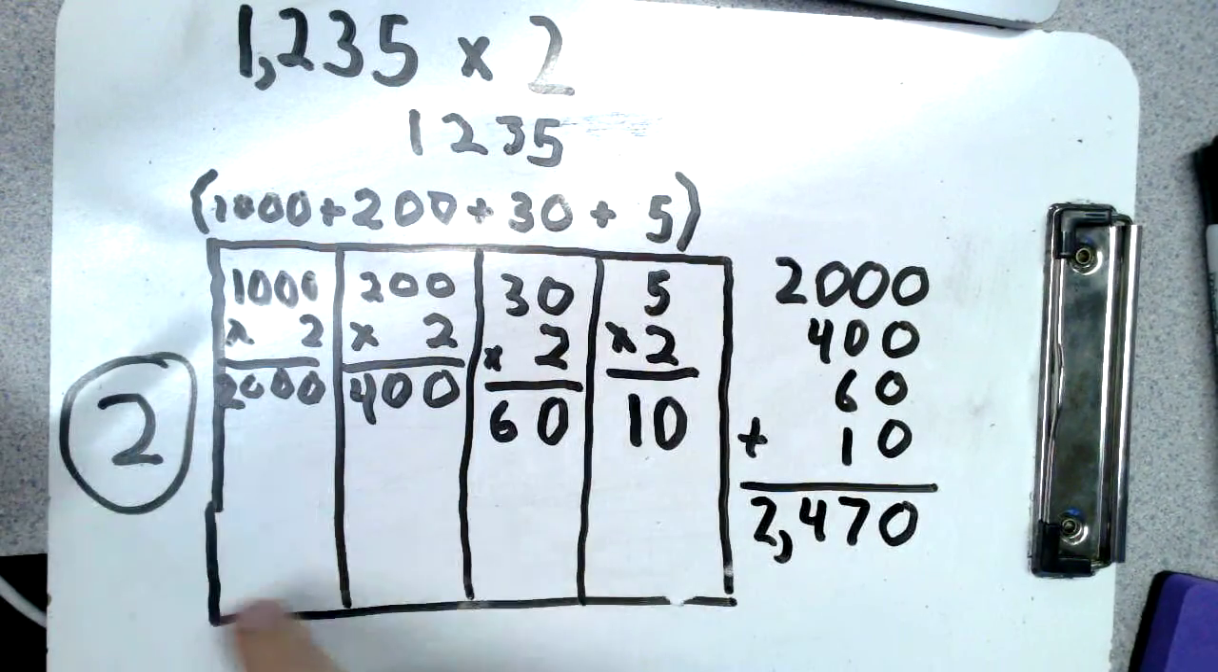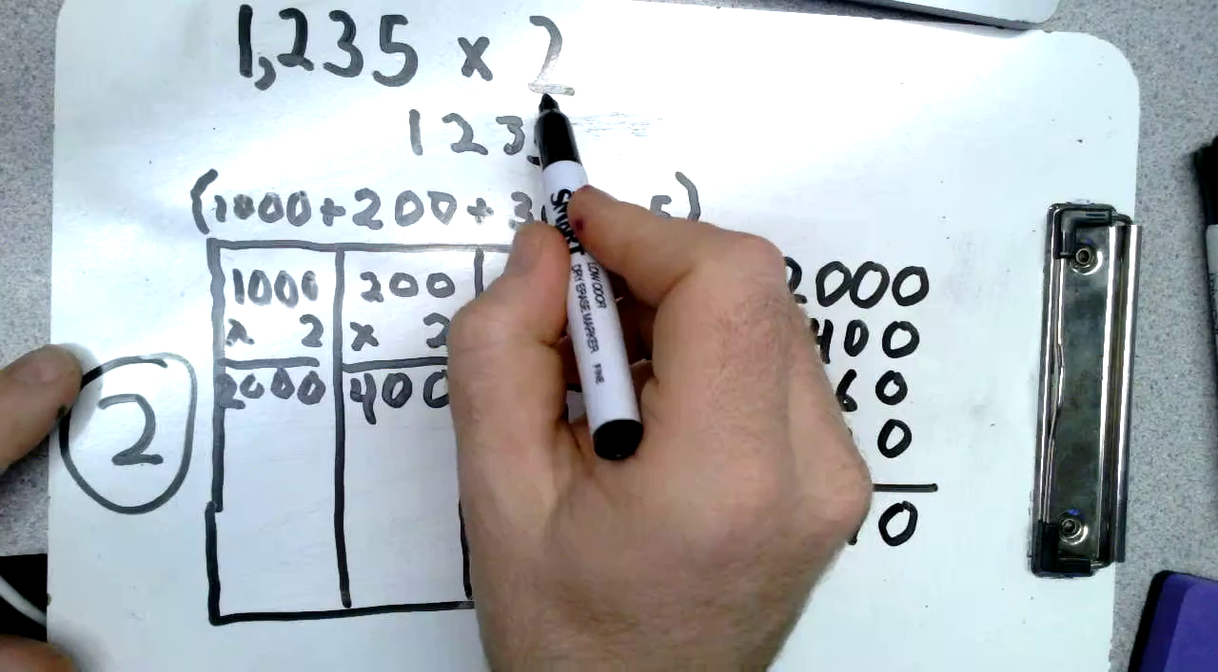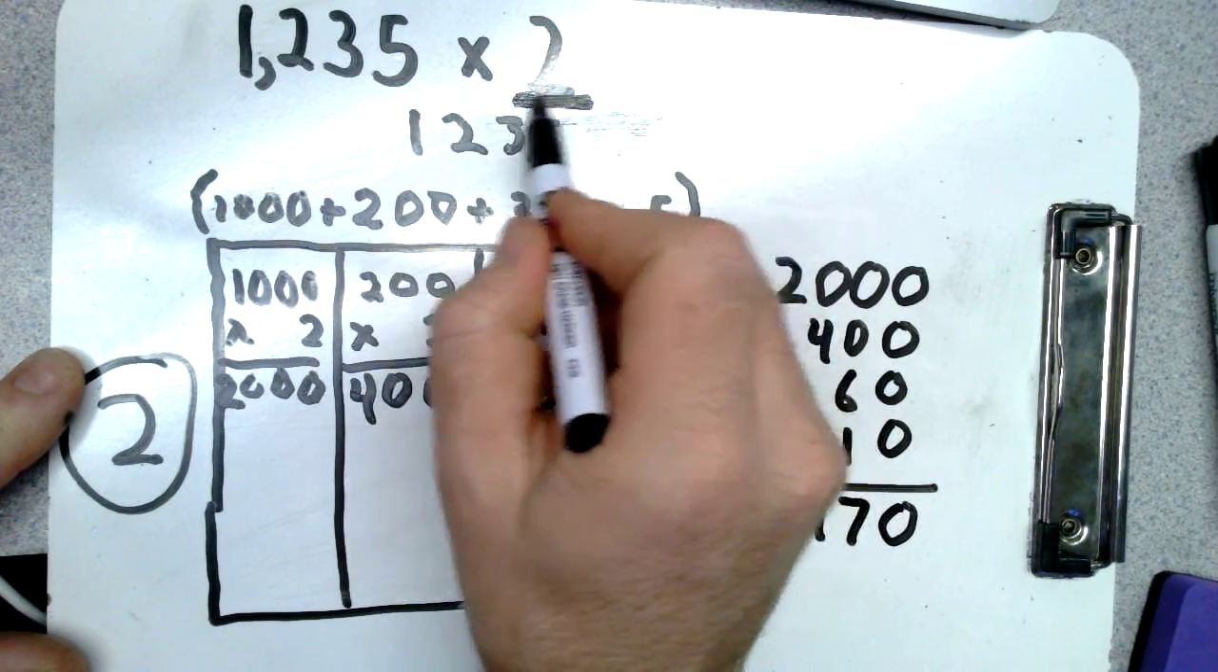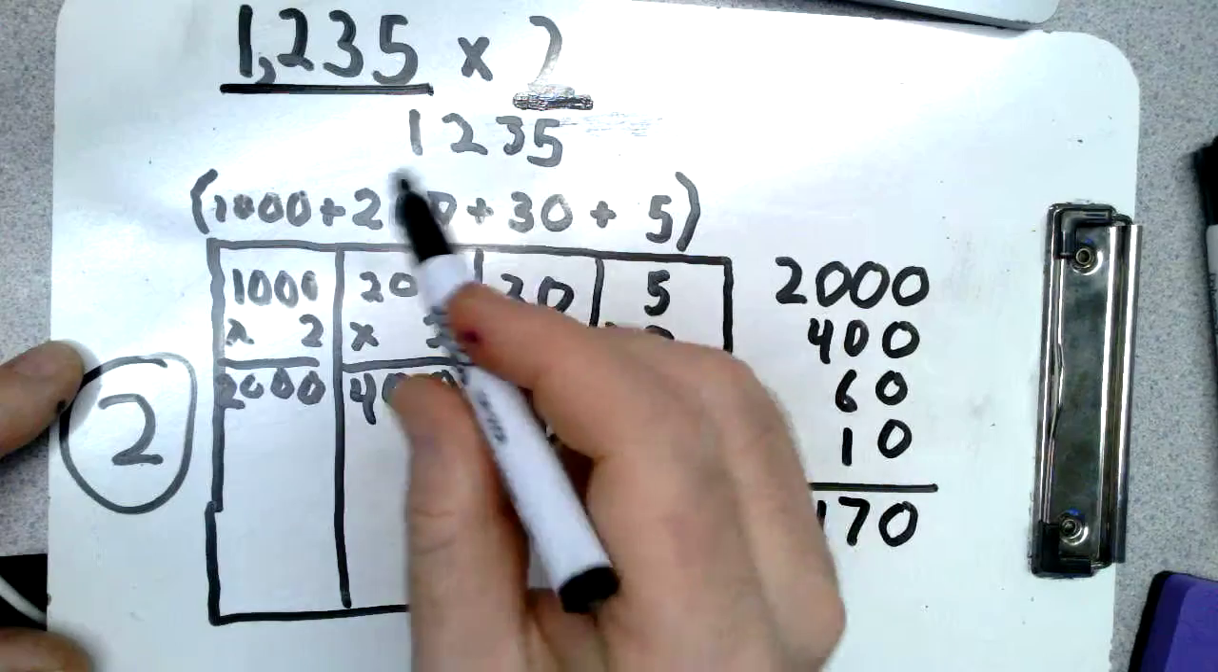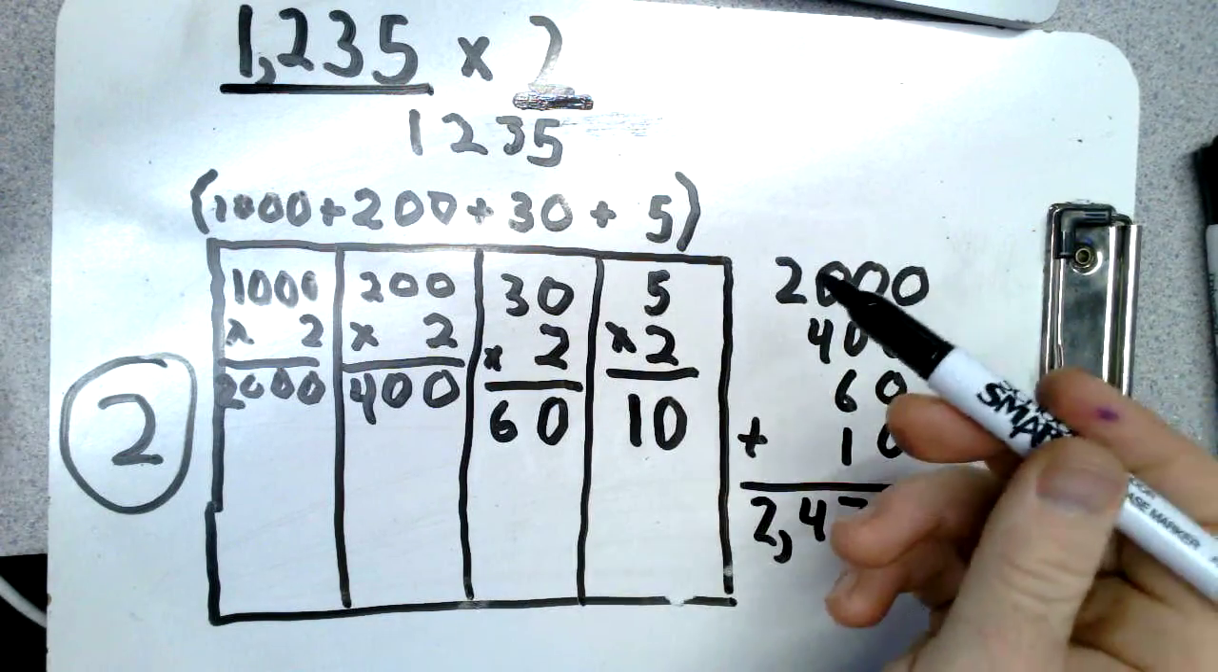Remember, make your rectangle, put the shorter number, the smaller number on the width, the bigger number on the length, break it into pieces, multiply, and add.